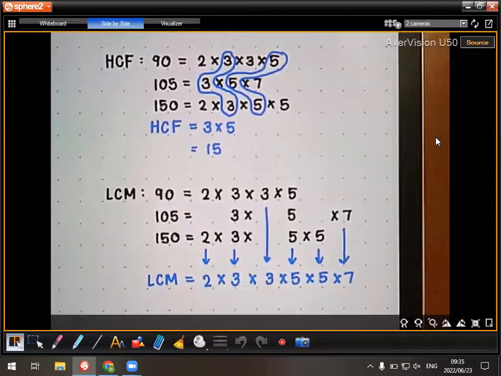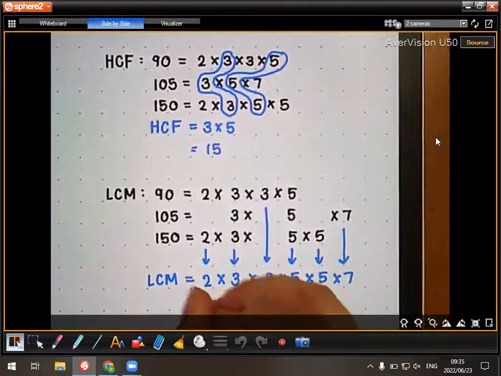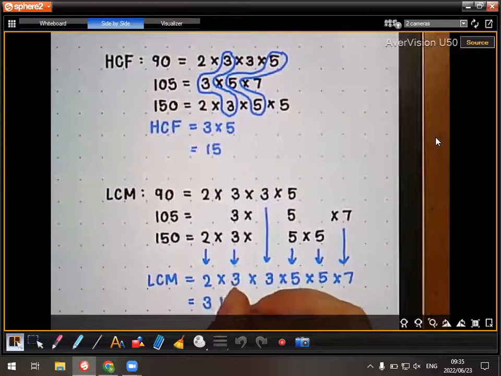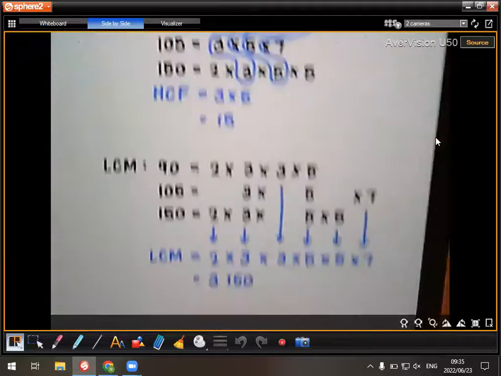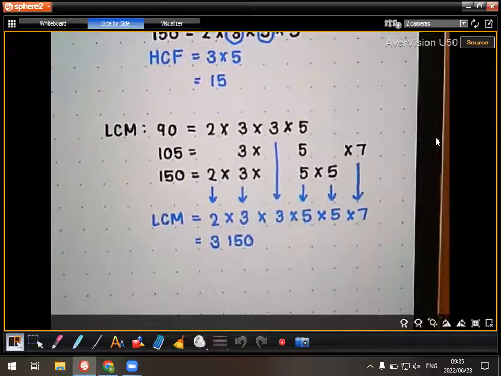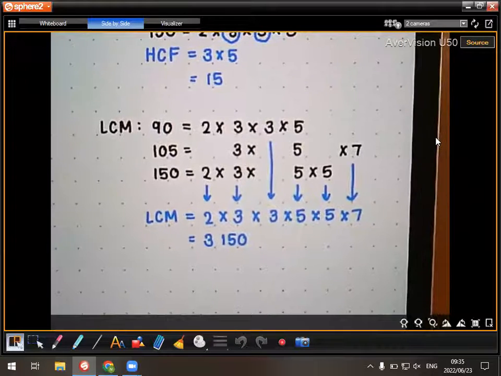Okay, I'm just going to work this out quickly. 3,150. Yes, 3,150. That is the answer. Okay, that is the lowest common multiple then of the first 3 numbers.